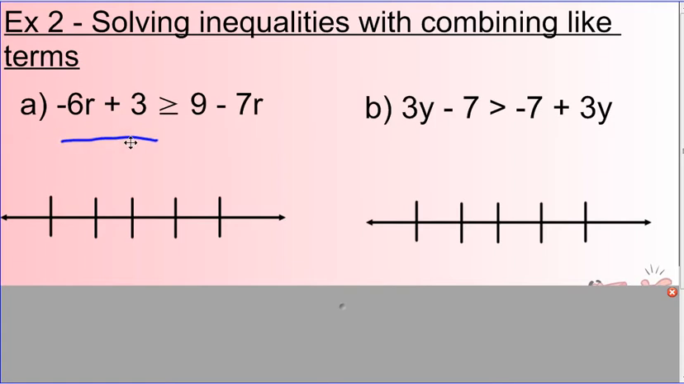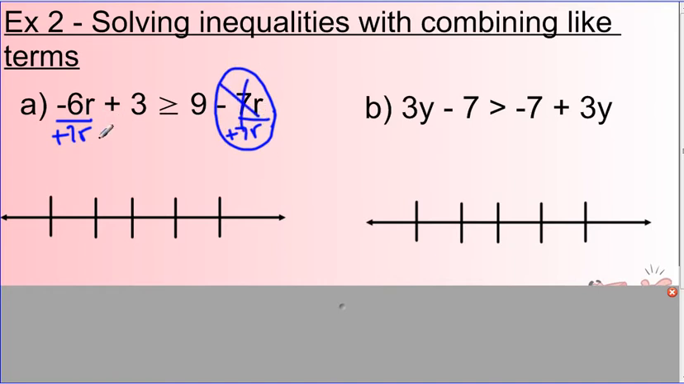There's nothing over here I can add or subtract together. So that combining like terms is kind of mislabeled. This is an example of when you have the same variable on both sides. I have an r on one side and an r on the other side. So the rule we said was we're going to get rid of the variable on the right. We're going to get rid of this guy. So how do we get rid of this negative 7r? Well, the opposite of a negative 7r is to plus 7r.